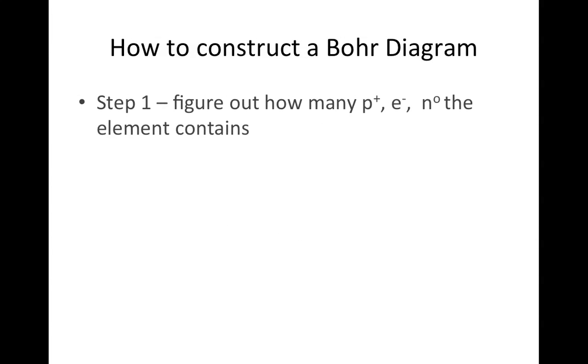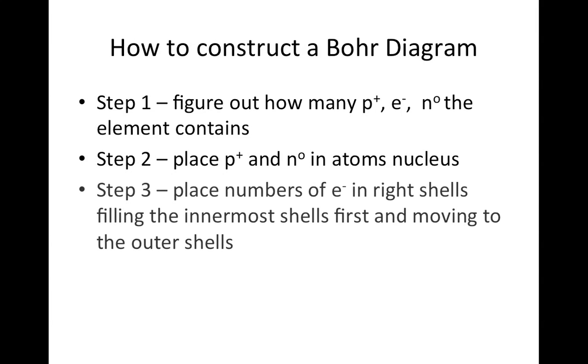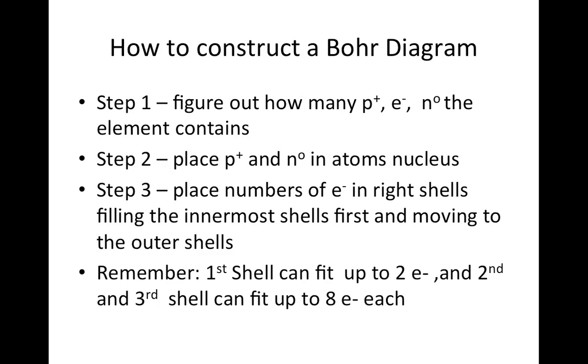So how to construct a Bohr diagram? First thing you need to do is figure out how many protons, electrons, and neutrons the element contains in one atom of it. Step 2, place the protons and neutrons in the atom's nucleus. Step 3, place the number of electrons in the right shells, filling the innermost shells first and then moving to the outer shells. Remember, the first shell can fit up to 2 electrons, the second and third can fit up to 8 electrons each.